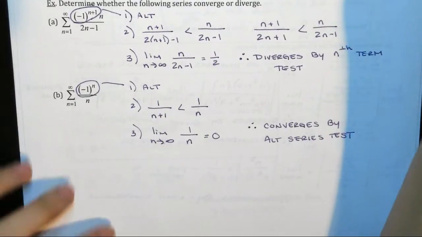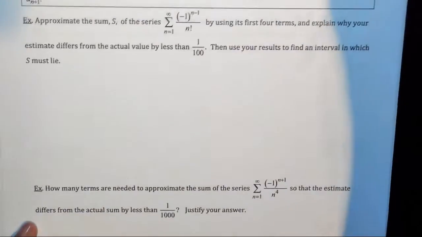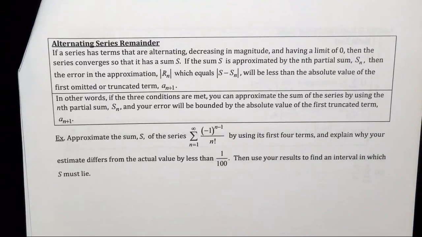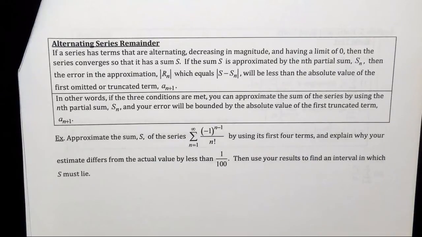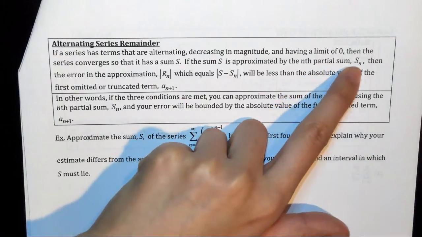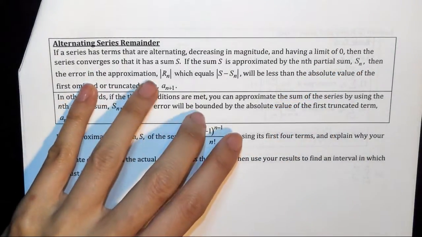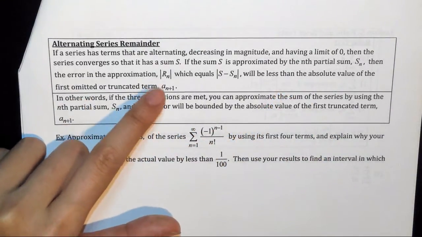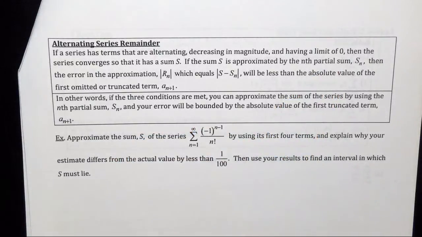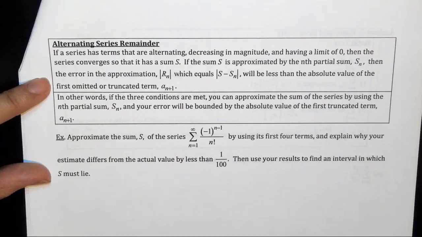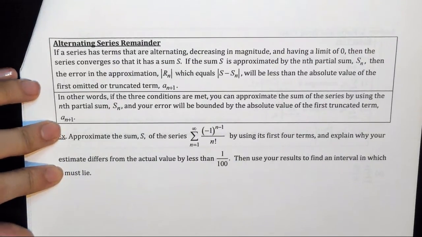Now, there are some cool things with alternating series, and that's called the remainder or the error. Now, the alternating series remainder says that if a series converges by the alternating series test, if the sum is approximated by the nth partial sum, then the error in the approximation is going to be less than the absolute value of the next term in the nth partial sum. Okay? And this is kind of hard to understand. It's better if we do an example.